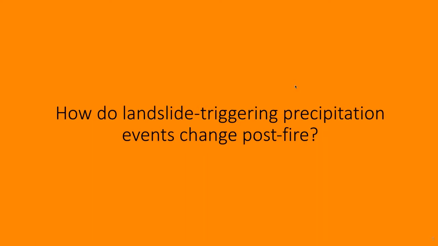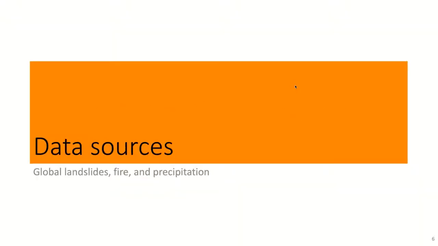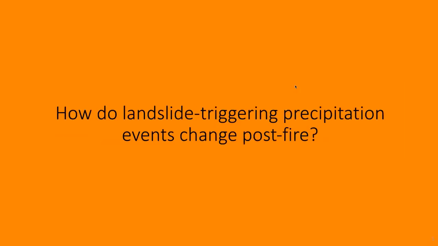So what we want to know with this project is how do landslide triggering precipitation events change after a fire? So another way of putting that is like what kind of magnitude or frequency of precipitation is required in order to get a landslide after a fire as opposed to in an undisturbed watershed.